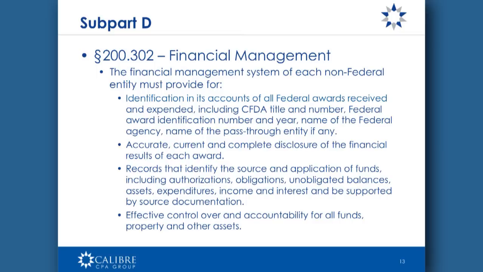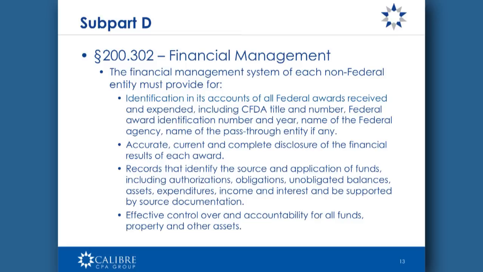So financial management, obviously a big piece of this is the financial management. How do you manage the finances in the organization as a whole, but specifically related to the federal awards? So now they've stipulated some things that the federal financial management system must have. Identification of the accounts for all the federal awards, disclosure of the results, something that identifies the source of these funds. And the last one there, most importantly, effective control and accountability over these funds.